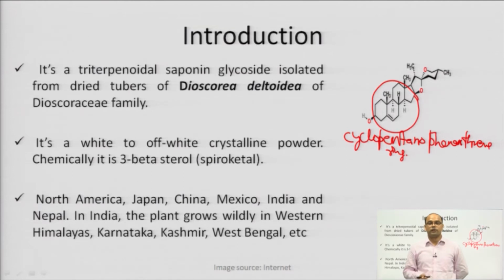As far as the geographical distribution of this particular phytoconstituent Diosgenin is concerned, it is distributed throughout the world, especially in North America, Japan, China, Mexico, India and Nepal. In the Indian subcontinent, the plant grows wild in the western Himalayas, in Karnataka, Kashmir and West Bengal, and there are other parts of India also where this plant is found wild in the forests.